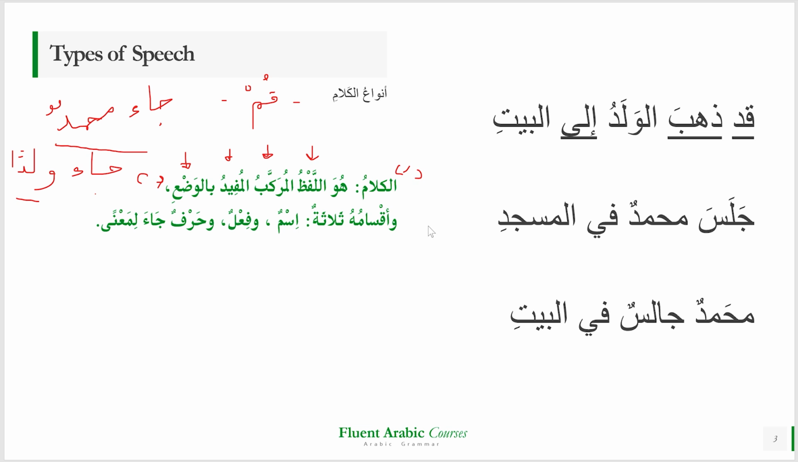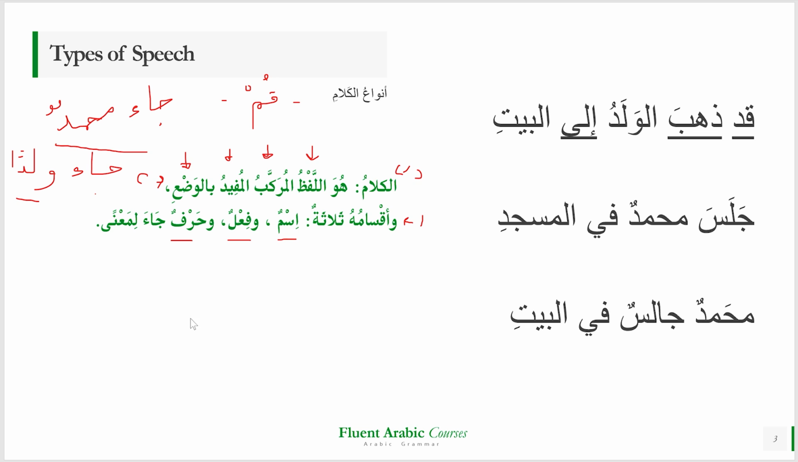So now I said there are steps to i'rab, and this is really the first step to figuring out the i'rab of a sentence. To split the speech into, or to break down the speech into these components. So these are the components or the building blocks of speech in Arabic. أقسامه ثلاثة اسم وفعل وحرف جاء لمعنى.